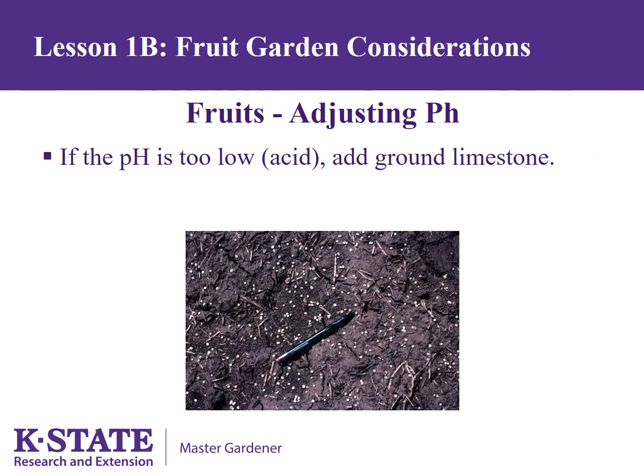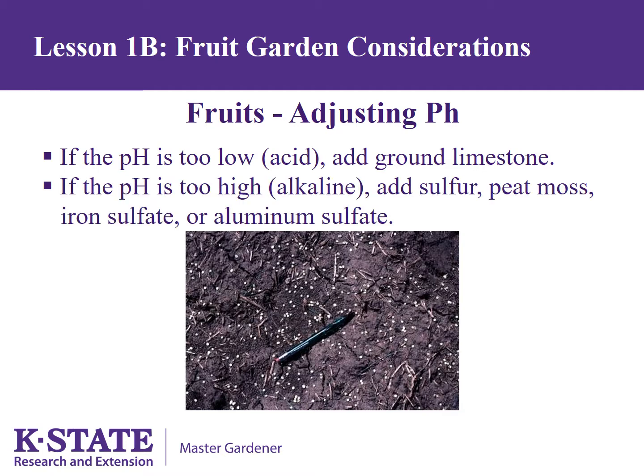So how do you change pH? If the pH is too low, add ground limestone. If too high, then add sulfur, peat moss, iron sulfate, or aluminum sulfate. The pellets you see here are sulfur pellets that will dissolve back into a sulfur dust when wet. In Kansas, our soils tend to be on the high side, or alkaline, but a soil test is needed to be sure.